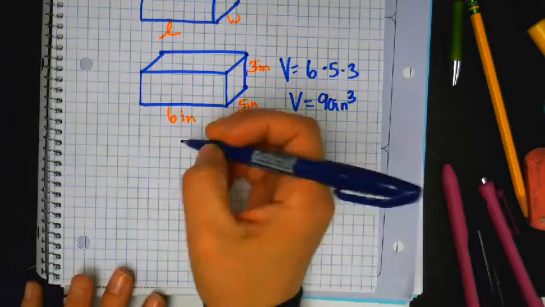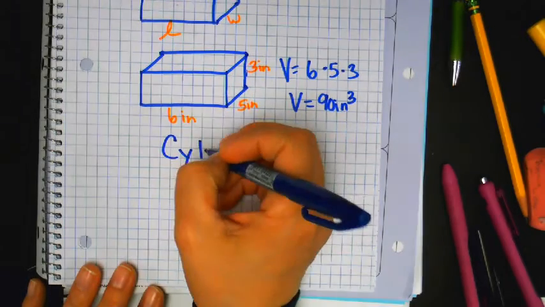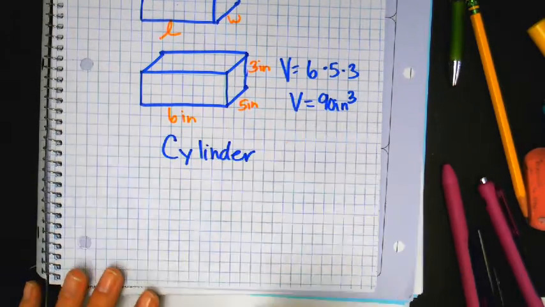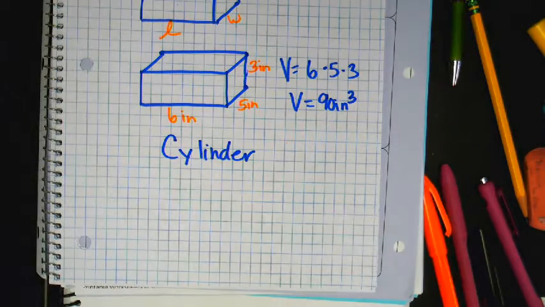Cylinder. If you ever opened up a can of corn, chili, beans, you're dealing with the cylinder. Does rice come in a can?